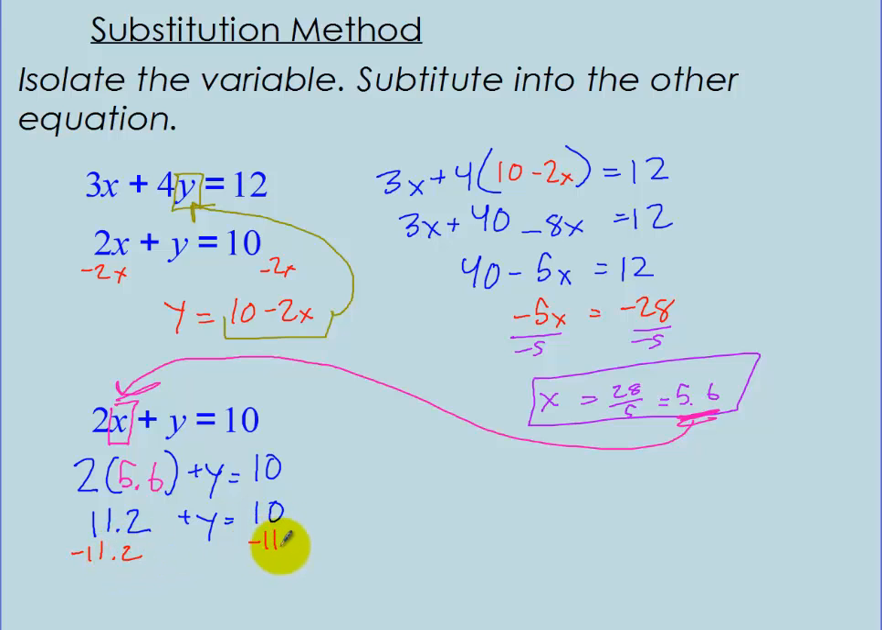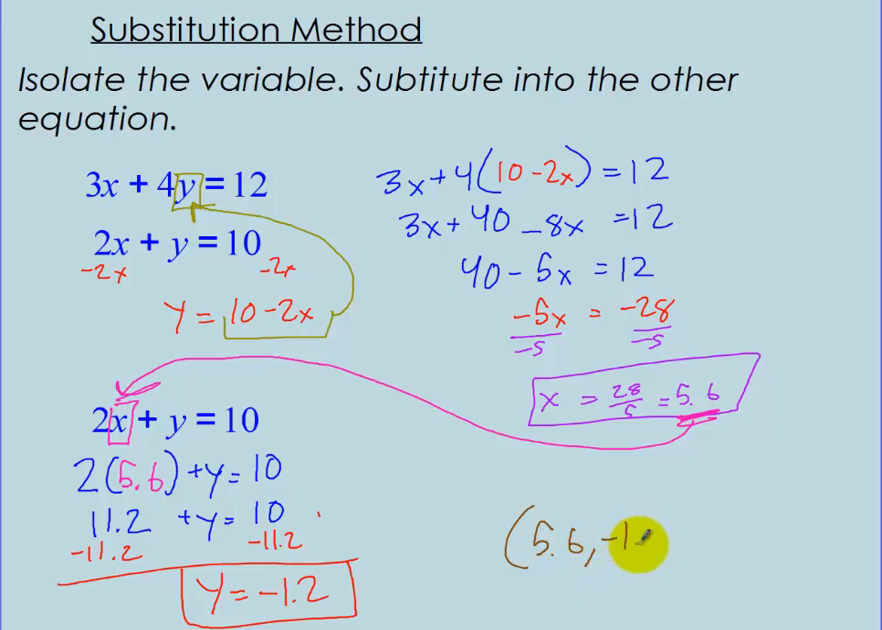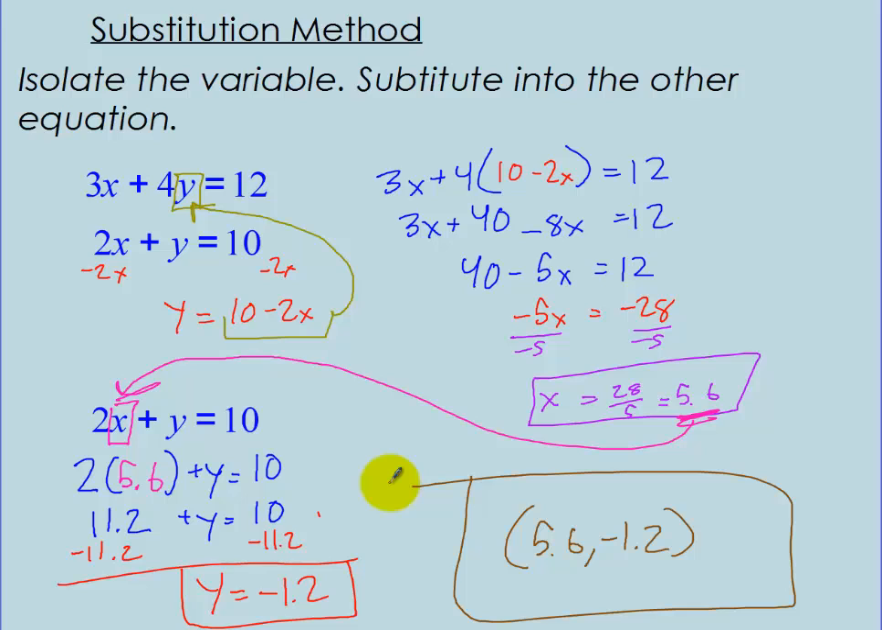So I subtract 11.2, and what you're going to get is y equals negative 1.2. So those are my solutions, x and y. It's a pair, so I'm going to write that as an ordered pair, 5.6 comma negative 1.2. And this is the final solution. This is the one solution that satisfies both equations.